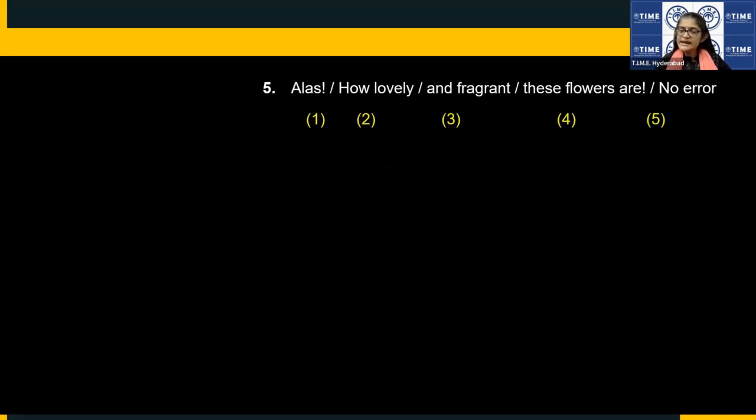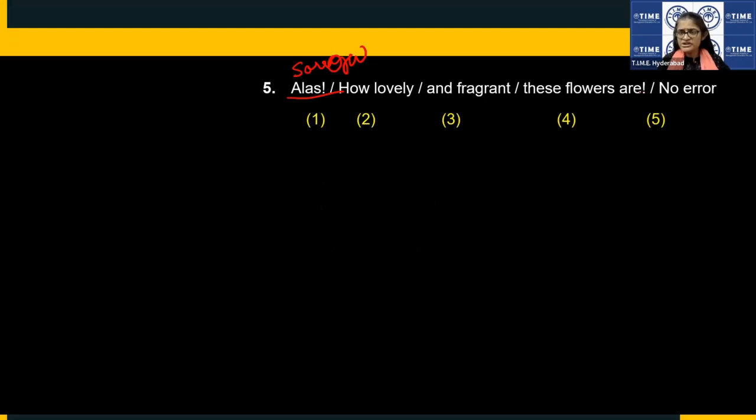Alas. What is alas? Alas is an expression of sorrow. When you are upset about, say, the loss of something or somebody, that's when you say alas, when you feel sad about something. Alas, how lovely and fragrant these flowers are. Then why are you sad about this? Why are you using alas to express sorrow? Not sorry, but sorrow or regret. So this interjection, alas, is wrong. You only need to say, how lovely and fragrant these flowers are.